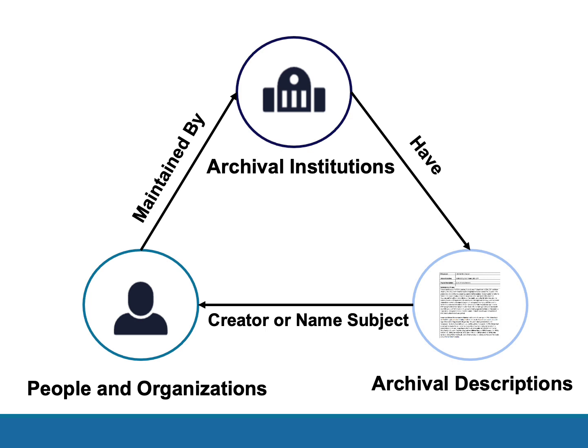Another way to visualize these 3 levels of information is that an archival institution has archival descriptions. Archival descriptions have people or organizations who are the creators of or named subjects of that archival description, and people and organization information or authority records, what we're discussing in this recording, are maintained by an archival institution.